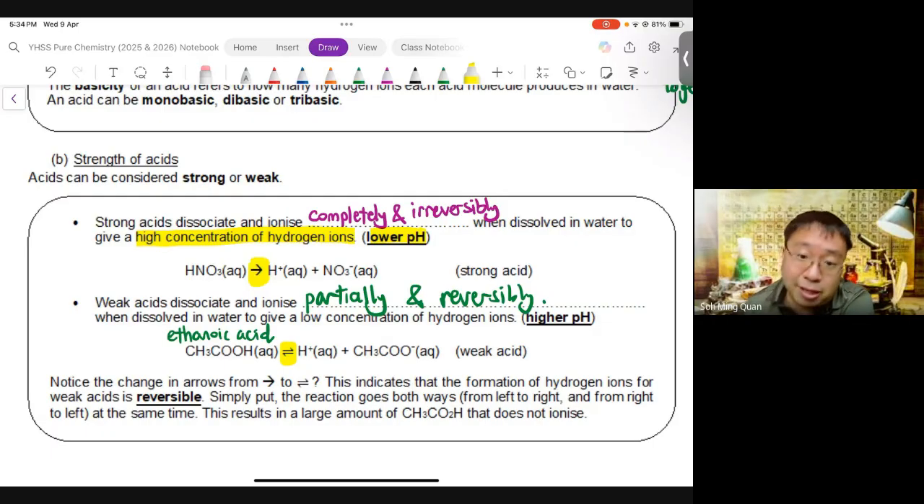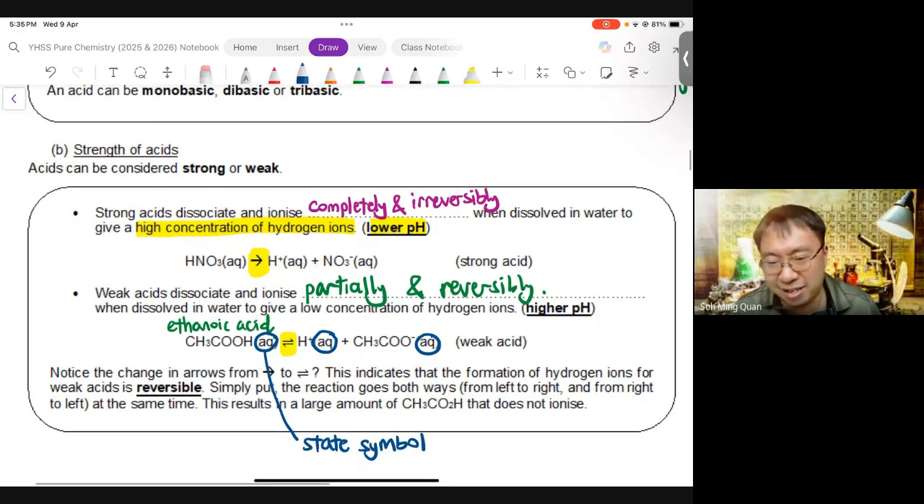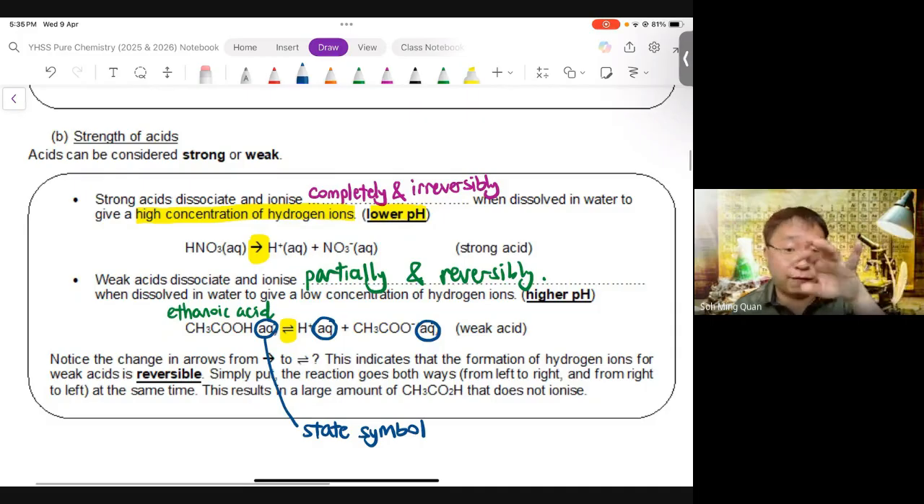Now, because it's dissolved in water, it forms H+ ions. Okay. Now, how can you tell from this equation it's dissolved in water? You have the state symbols. (aq), (aq), (aq). Now, this (aq) is called a state symbol. State symbol. It is always put after the formula of the substance in brackets. All right. So we put it after the formula.